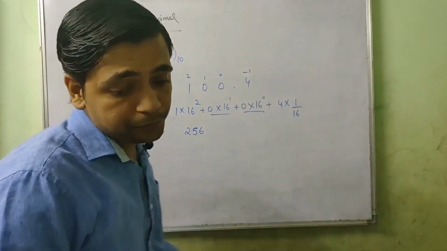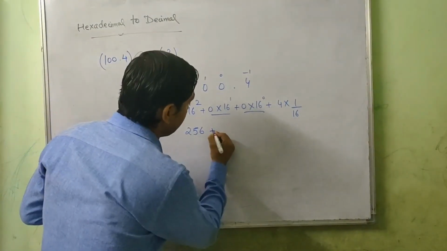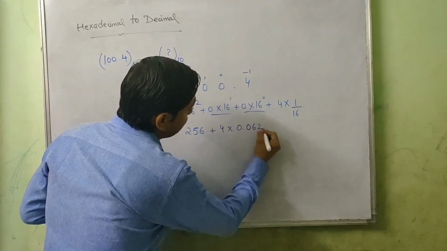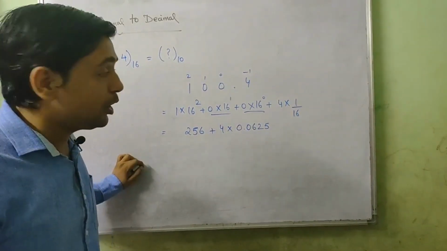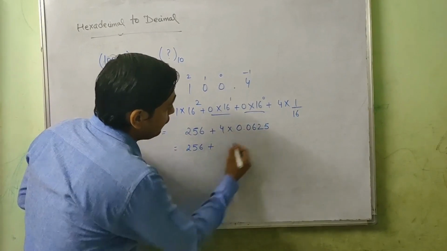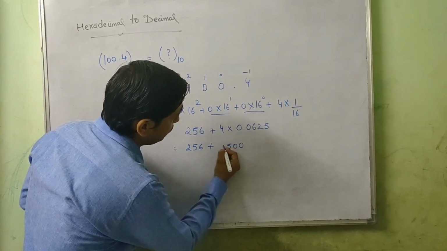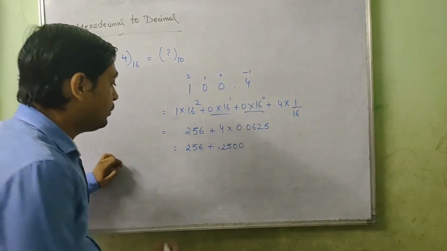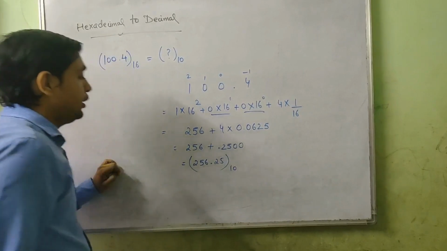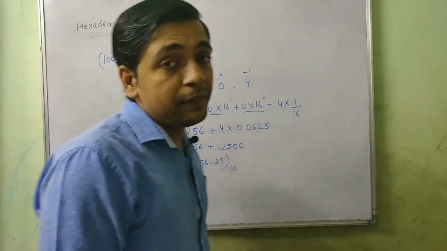Okay, now 1 upon 16 value is 0.0625, so plus 4 into 0.0625. This is the value of 1 upon 16. Now you will multiply this with 4, so it will become 256 plus 5 4s are 20, 2 4s are 8, 9, 10, 24, 1, 25, 2. So it will become 256.25 in decimal. So 100.4 in hexadecimal is represented as 256.25 in decimal.